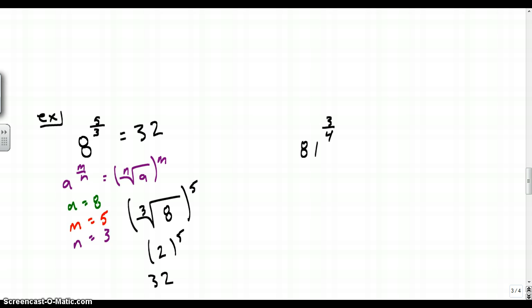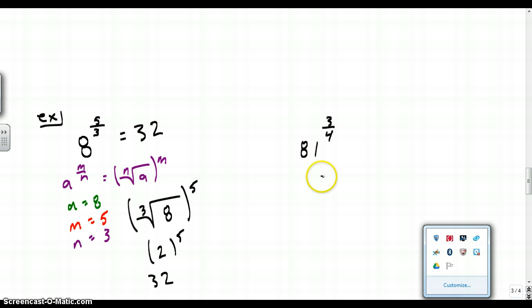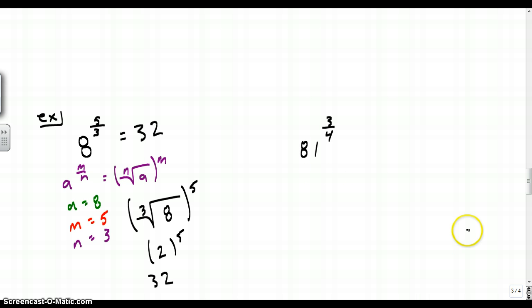So we're going to do a few more examples. If you think you're good, you can skip to the next section. Example number 2: 81 to the 3/4 power. This is telling me that a to the m over n power equals the nth root of a to the m. I'm not going to write out what each one of these stands for again. You can write that on your own.